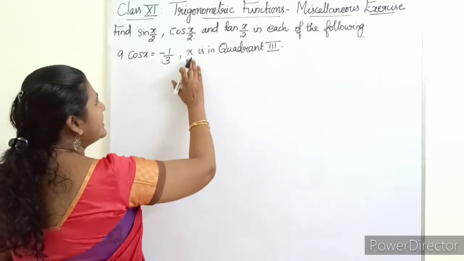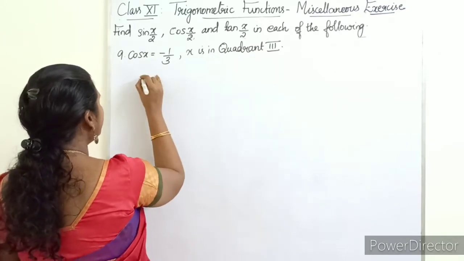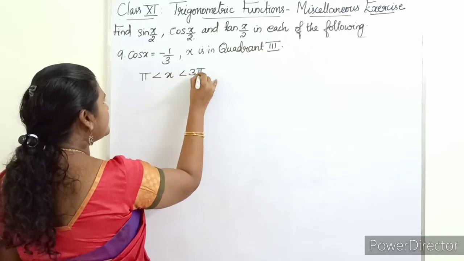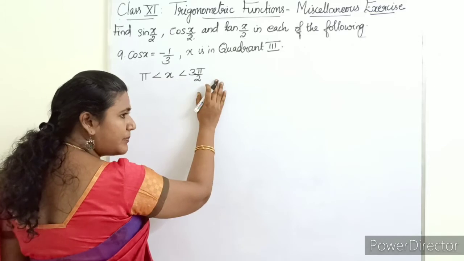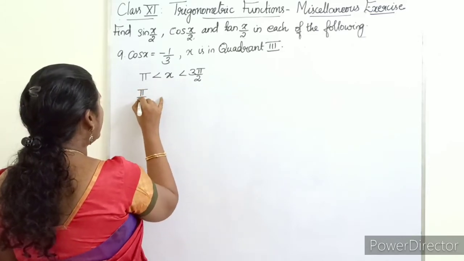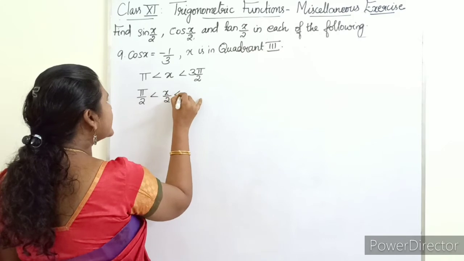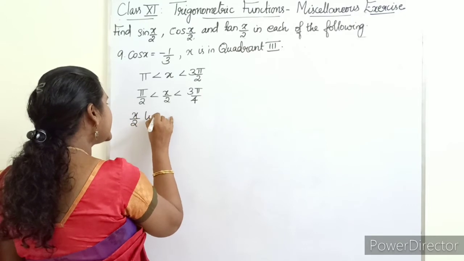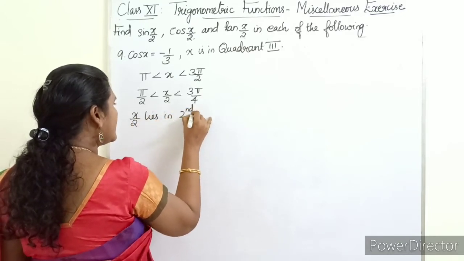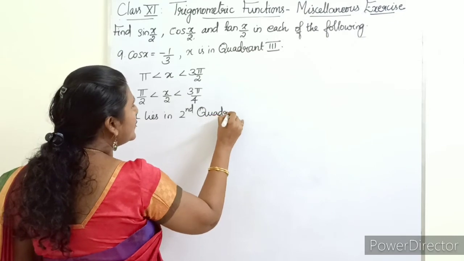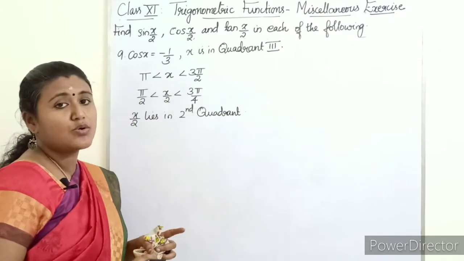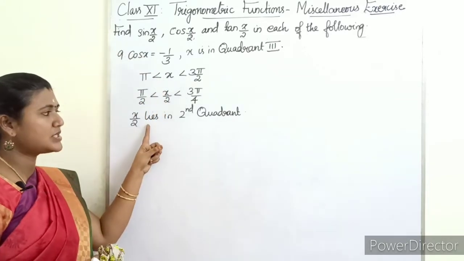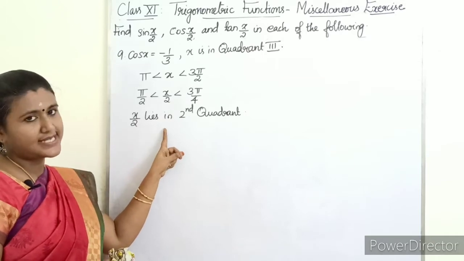Now you listen here, x is in quadrant 3. That is its meaning, x lies between pi and 3 pi by 2. Now we will divide throughout by 2. So what you will get, pi by 2 less than x by 2 less than 3 pi by 4. Its meaning, x by 2 lies in second quadrant. Okay, so you know that in second quadrant sine and cosec are positive, all other trigonometric ratios are negative. Sine will be positive, cos and tan will be negative in second quadrant.